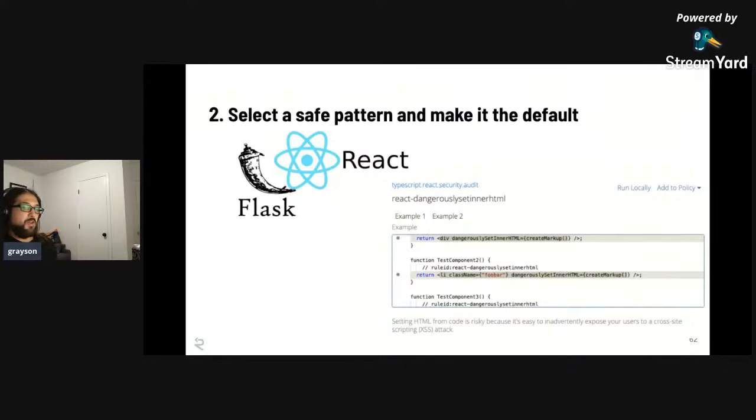So we use React, and we have a Semgrep rule that runs on every pull request that checks to see if dangerously set inner HTML is ever set. And if it is, then it blocks the build and politely asks that the developer do something else.